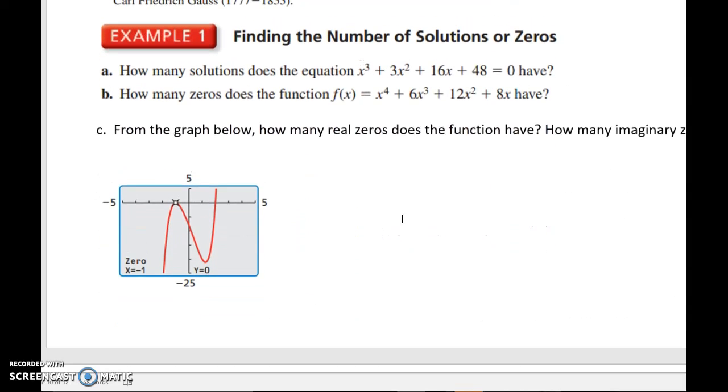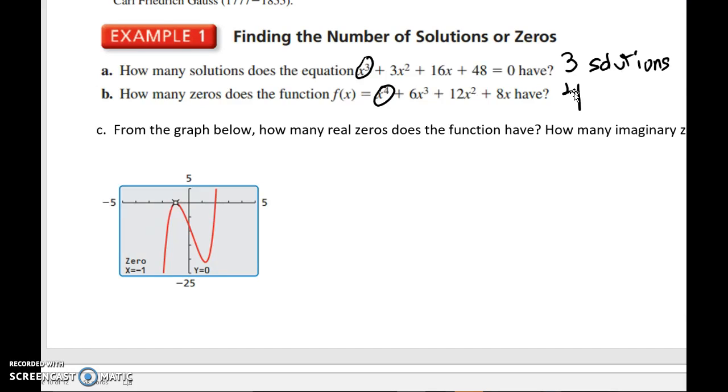In example 1a, the question is how many solutions will this polynomial have? Well, all you're going to do is look for the highest degree. The degree is 3, therefore it will have 3 solutions. Looking at part B, how many zeros will that function have? And again, the highest degree is 4, so it will have 4 solutions.